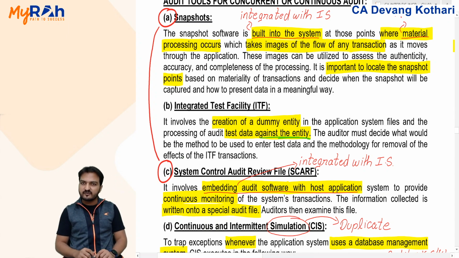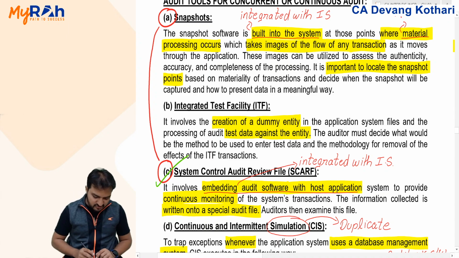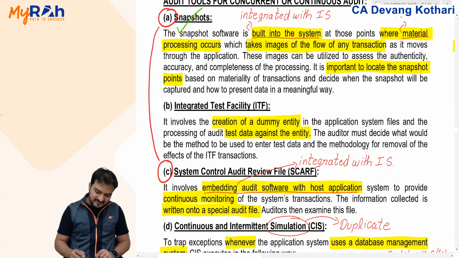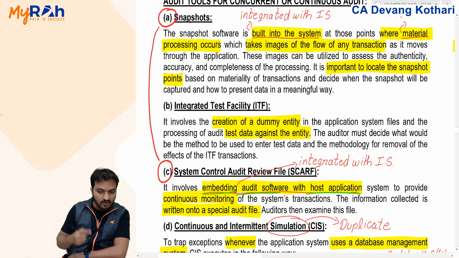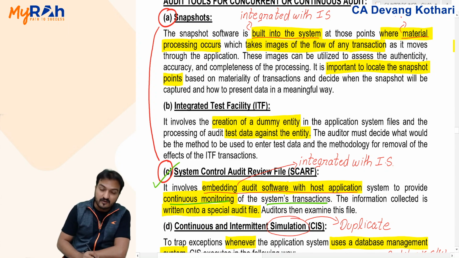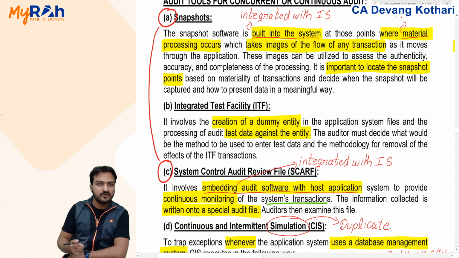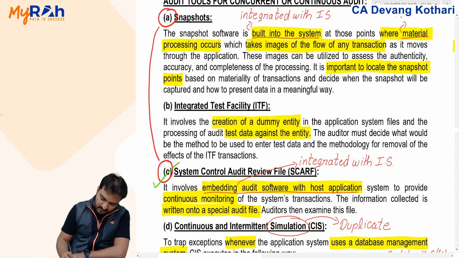System control audit review file, SCARF. Well, this is also similar to snapshots because this is also integrated with your information system. It involves embedding, means integrating my auditing software with your host application to provide continuous monitoring of your transactions. Now this time my software will continuously monitor all your transactions, and information collected is written on a special audit file. Auditor will come and examine only this file.